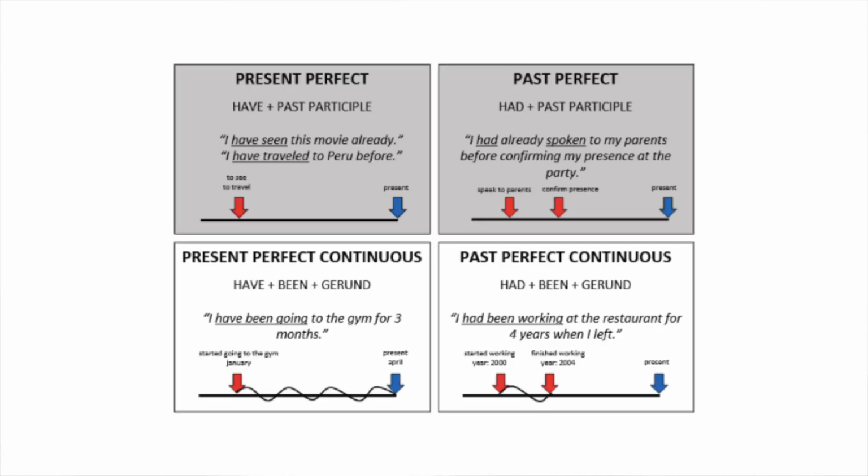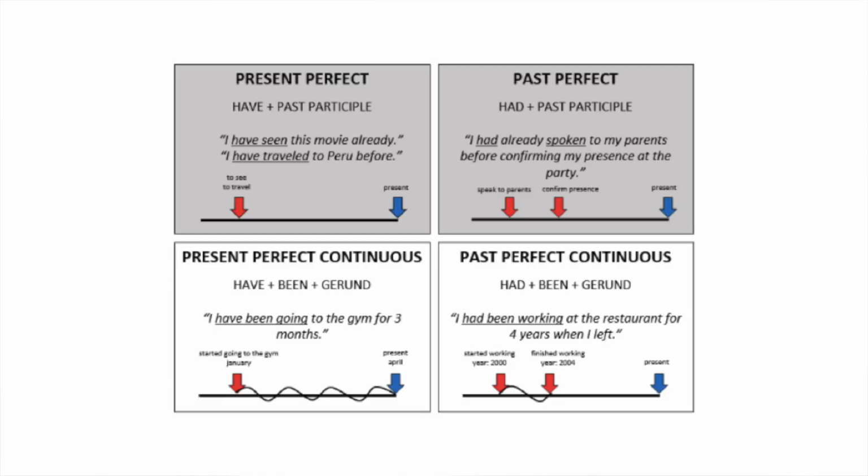inform the specific date. On the other hand, the past perfect tense contains two moments in the past, and it is used to inform that one action came before the other. For example, I had already spoken to my parents before confirming my presence at the party. In this sentence, there are two past actions. One is speaking to my parents and the other, confirming my presence.